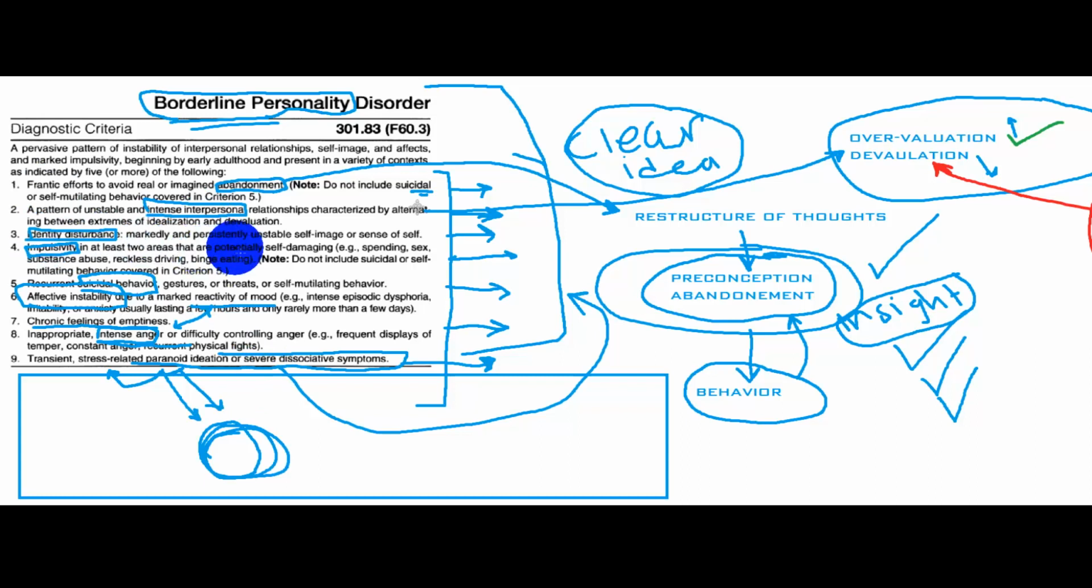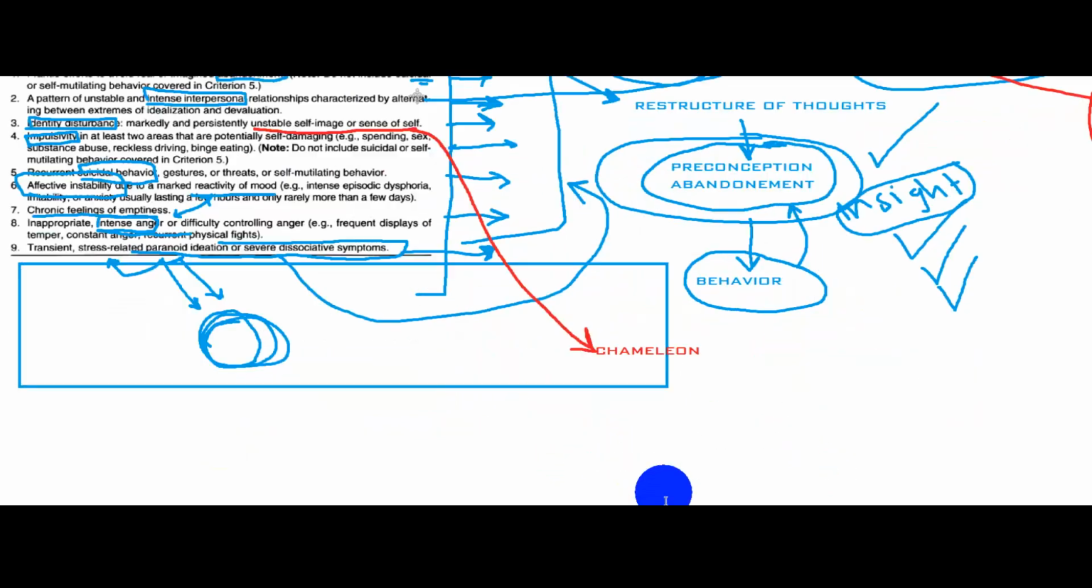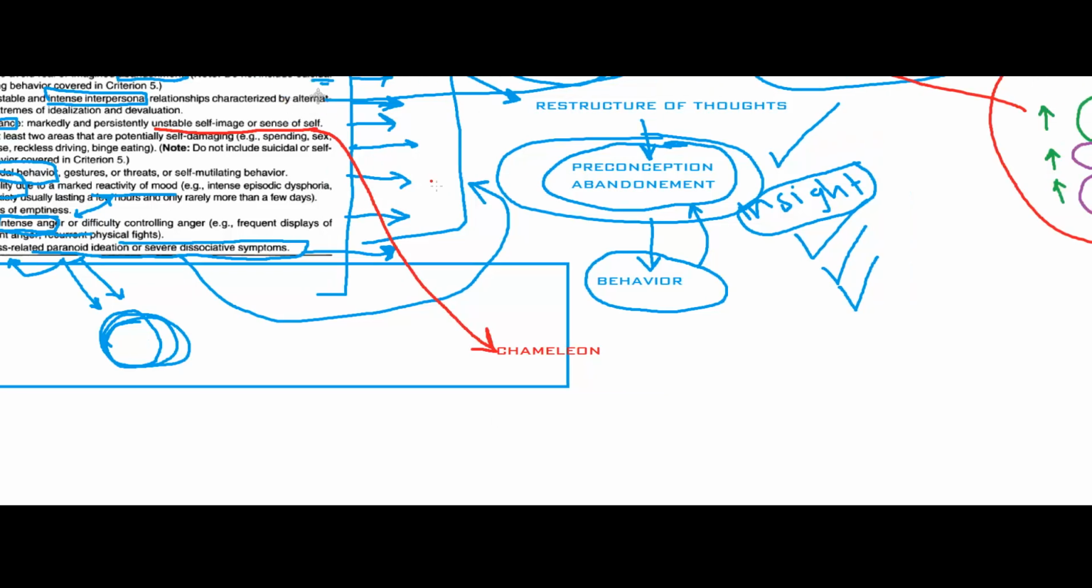Identity disturbance, marked and persistently unstable self-image or sense of self. Now again, this is a very broad sentence that does not really seem understandable the first time you read it. But what is meant with this is something called chameleon behavior. This is something that is present in borderline. They have the ability to adapt, to change their personality depending on who the person is they deal with. So they have personality A, B, C, D. Their personality changes according to who they deal with.